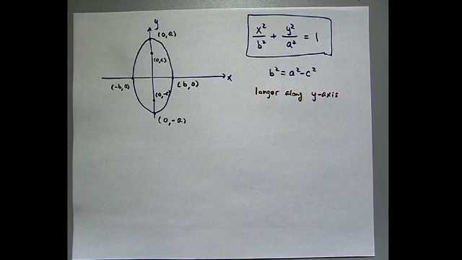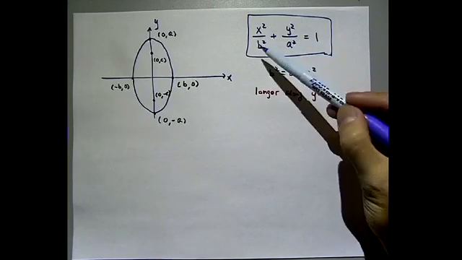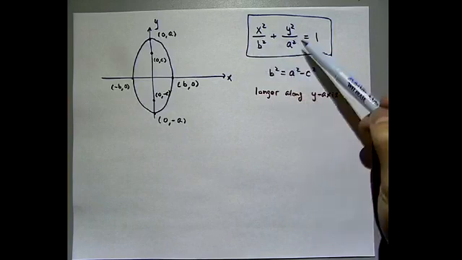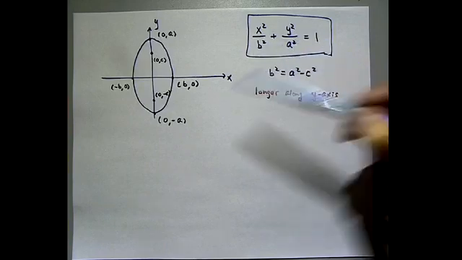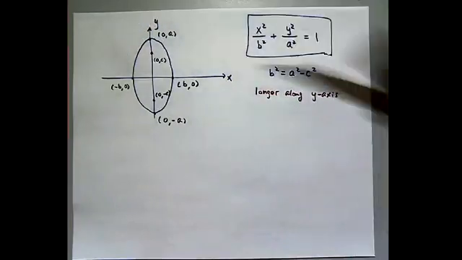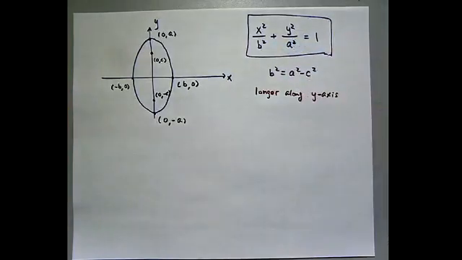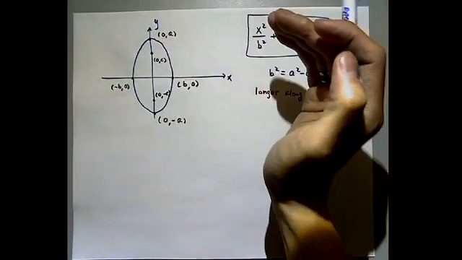So basically what you do here, the first thing you do is identify which one you got. And you look for the bigger of the two numbers. If the bigger number is under y, it's longer along y. If the bigger number is under x, it's longer along the x-axis.